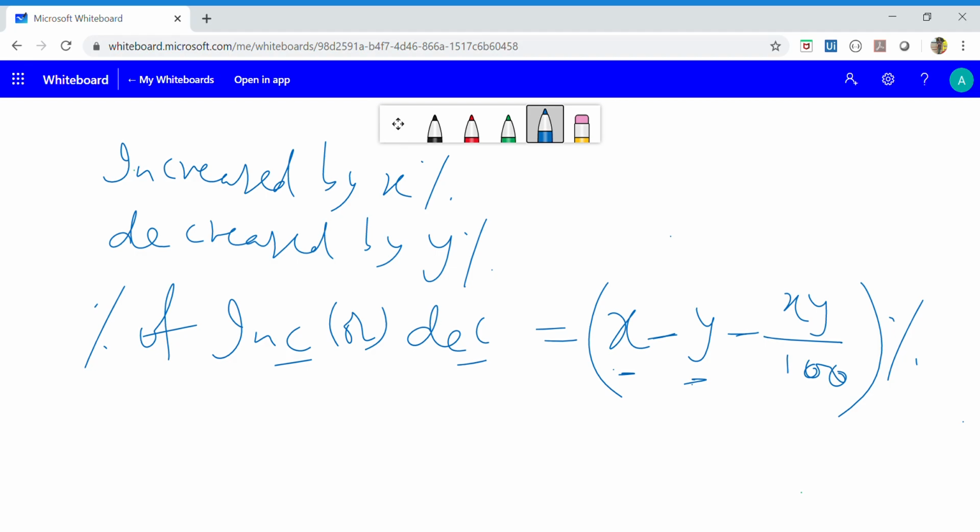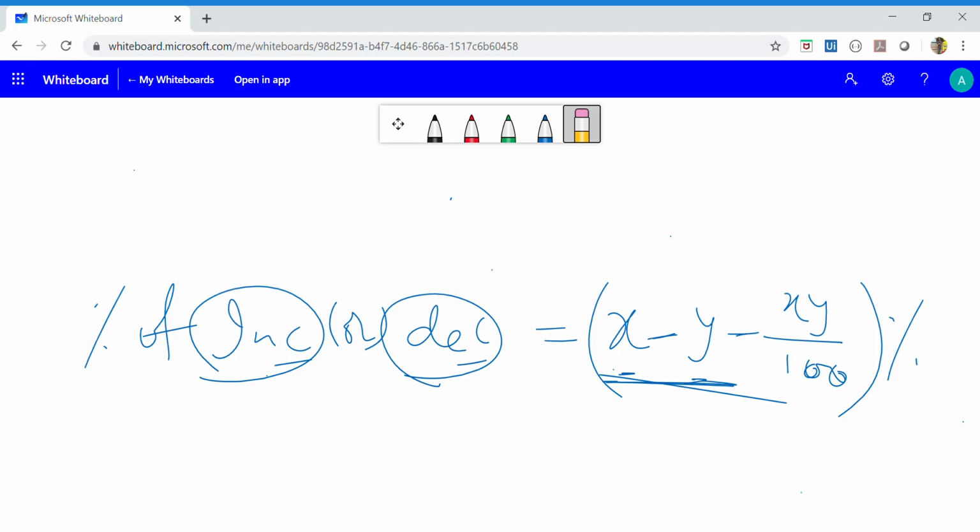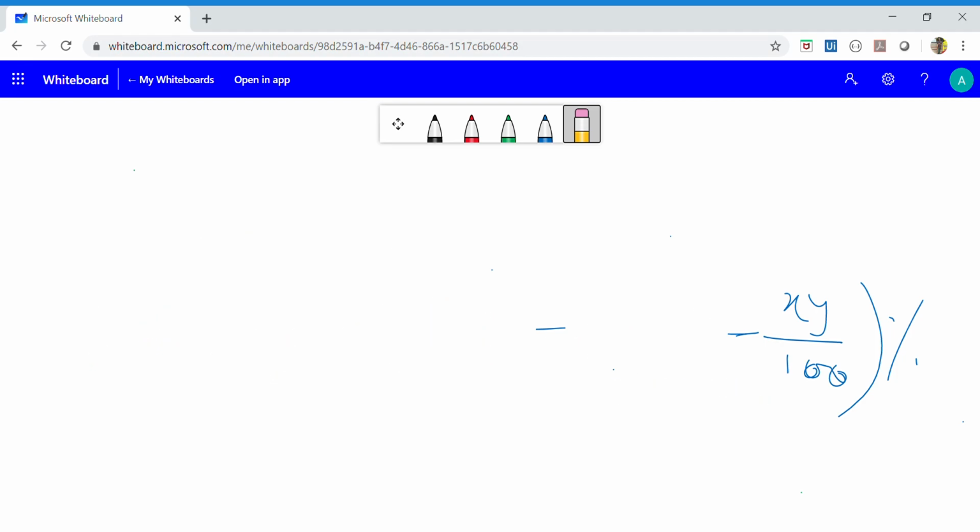If it is negative, that means the decreased value is more than the increased value, then you will get a negative sign. If it is a negative sign, you will get a decreased percent, or if you get a positive sign, you will get an increased percent. So for this model, I will give some examples.